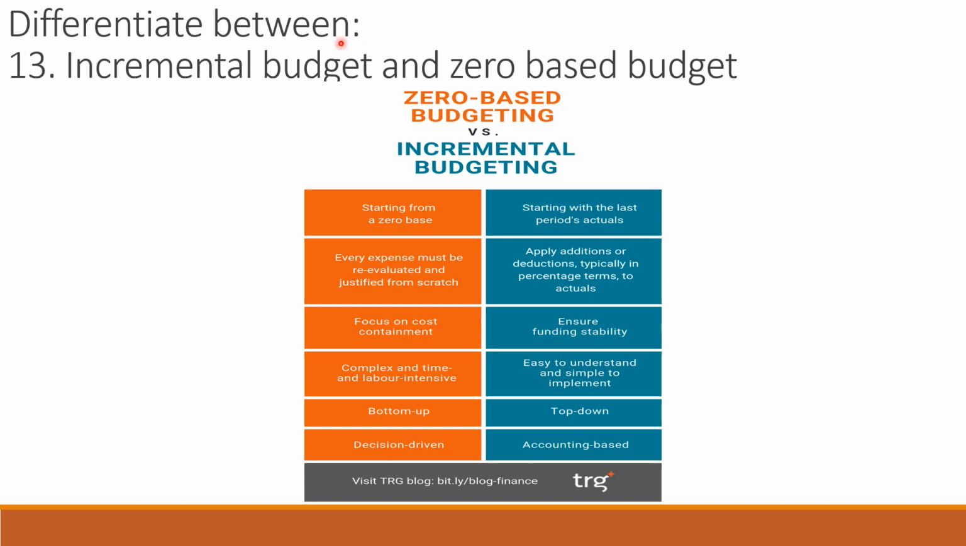The next part is differentiate between. The first one is incremental budget and zero-based budget. You can see the difference between both. This is zero-based budget and this is incremental budget. Remember, when you write differentiate between something, mention it as a table with ideally 4 differences.